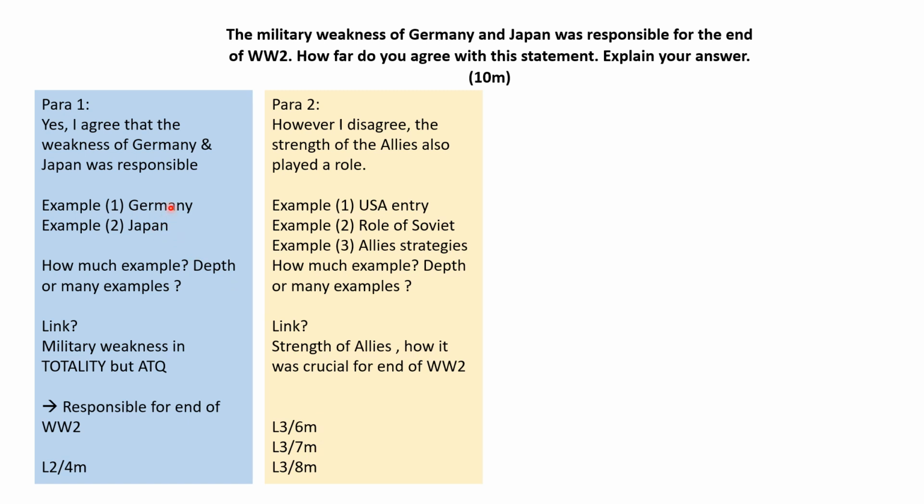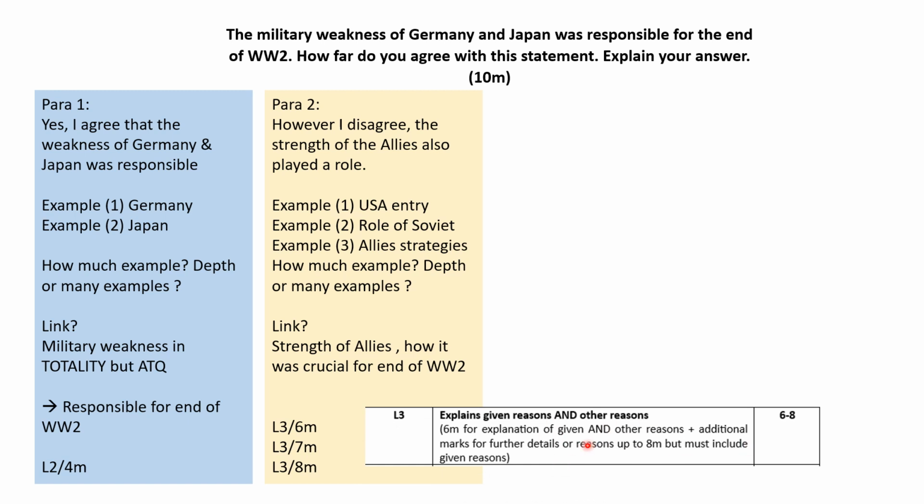Why do I say German and Japan? Because it talks about German and Japan. Then level 3, 7 is if you give a bit more, whether it's more examples or more depth. So that is why it is a range. Now, moving on, this is what I meant. 6 marks for explanation of given and other reasons. That means one of it is 6 marks. Additional marks for further details or reasons up to 8 marks, but must include given reasons.